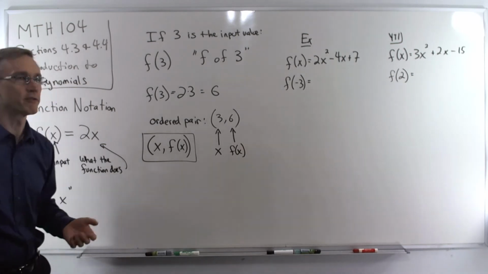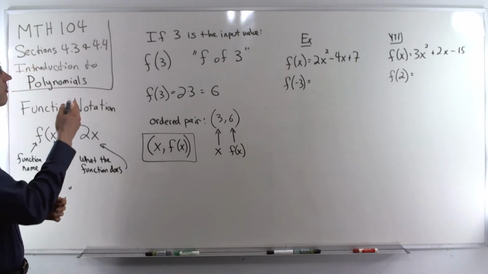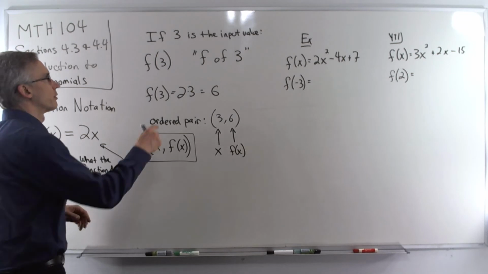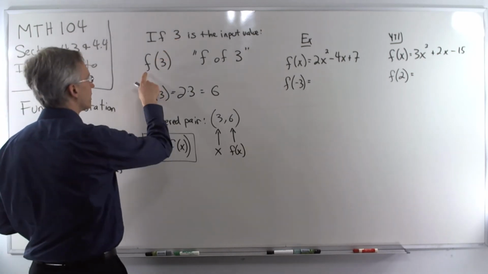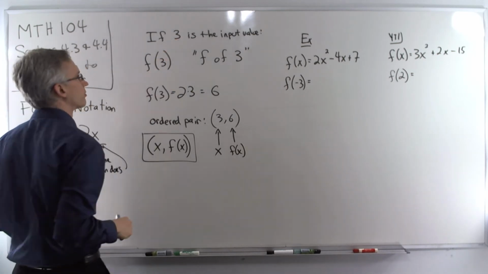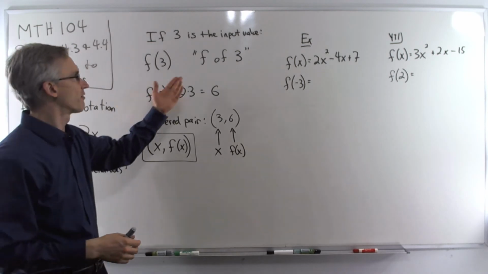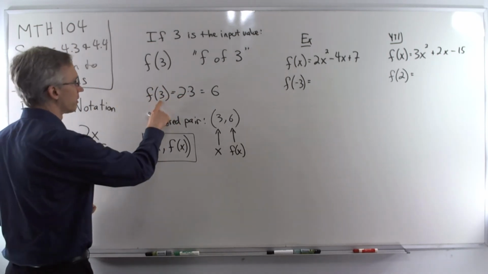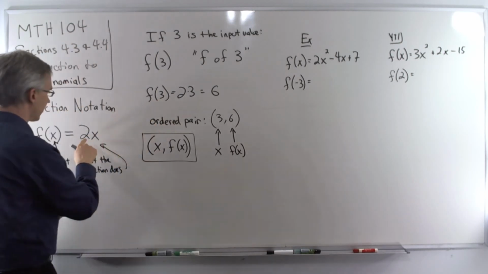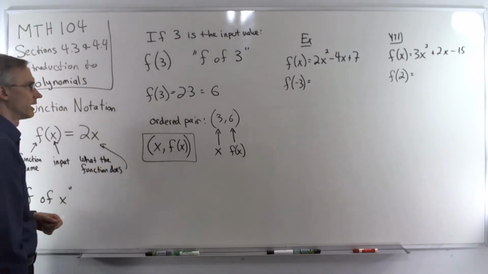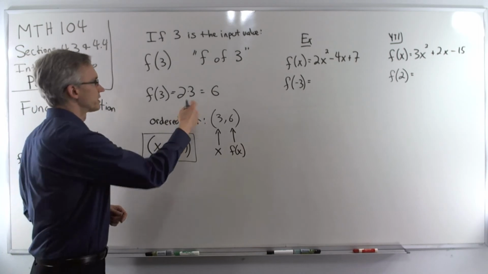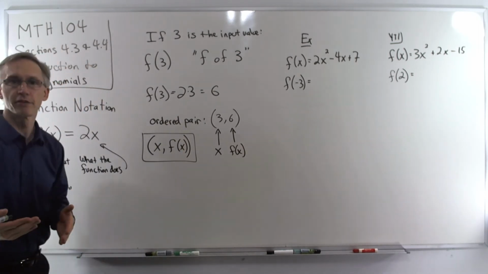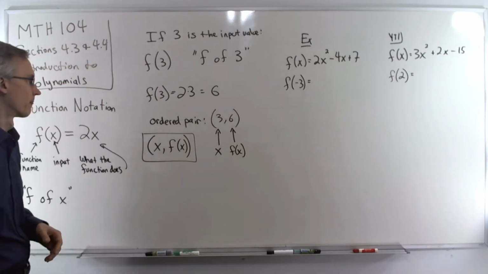Now let's talk about input values. We can input numbers into the function. So if we want to input 3 into this function, we write it as f with 3 in parentheses. And this is read f of 3. So then we take that 3 and plug it in, and everywhere we see an x, we plug in the 3. So in this case, we get 2 times 3, or 6. So f of 3 equals 6.